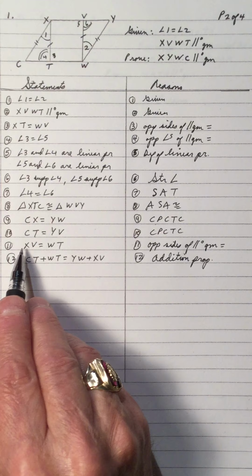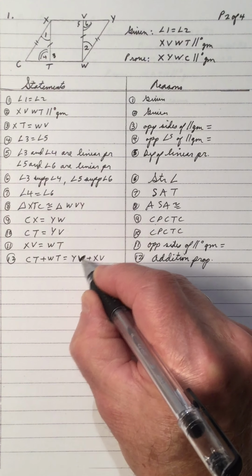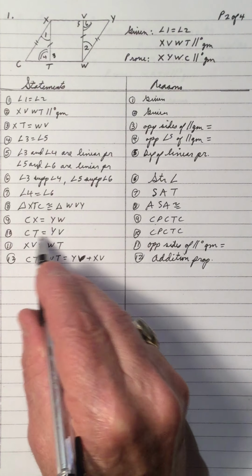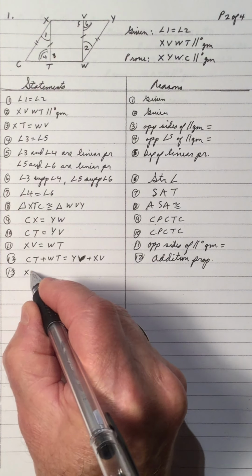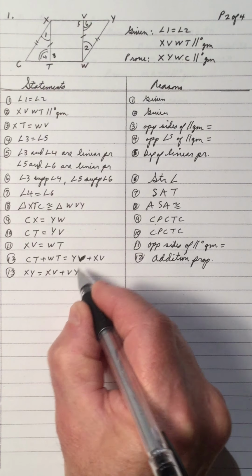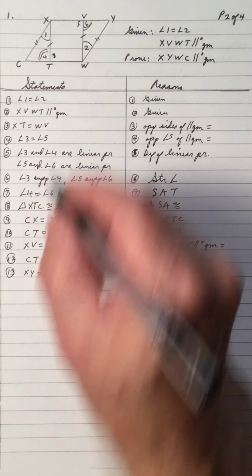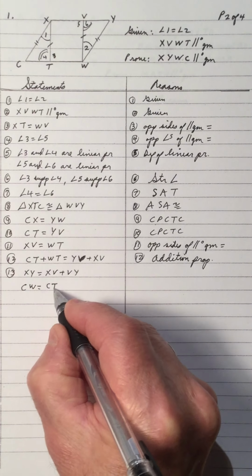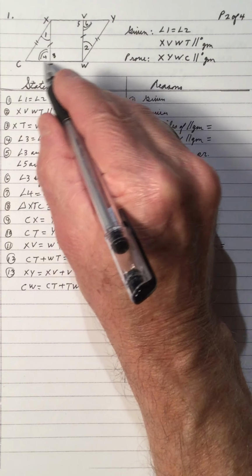I'm taking YV, I said YW, this is YV, just checking, and add on XV. So I'm adding these together here. And now, how do I put it together? Well, XY is equal to XV plus VY. So XY is equal to these two segments added. And CW is equal to CT plus TW. So this segment is equal to the sum of those two.